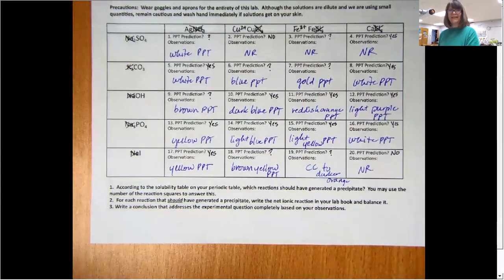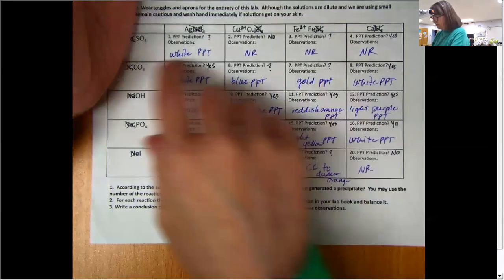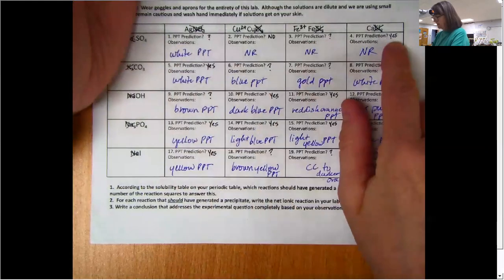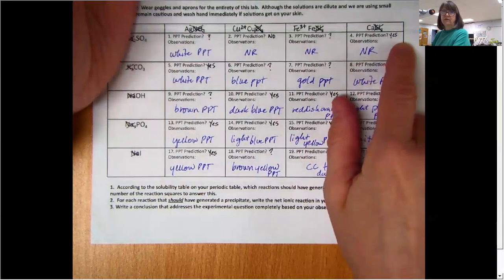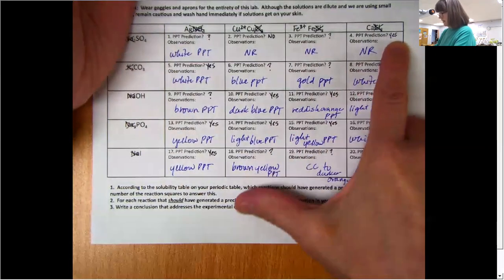So this is the first step. So make sure you have this data table. If you don't have it, pause this video and copy it. So the next thing that we have to do is to write something called the net ionic reactions for every box that has a yes. Even though this one had no reaction, we are gonna go ahead and write the net ionic.